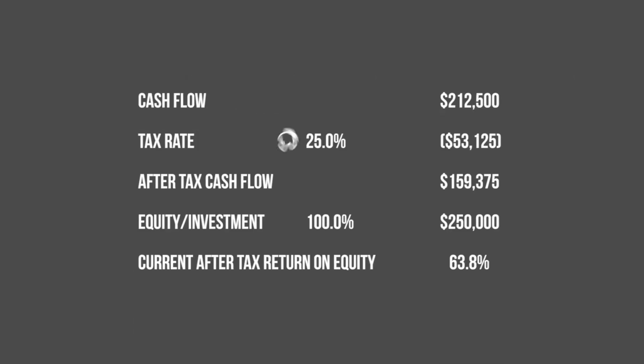In our model, we assumed a 25% effective tax rate, which lowers your free cash flow to $159,375 a year, or 63.8% after-tax return on equity. So, if you want to double the size of your company, you can roll or reinvest the $159,375, but you'll be short of the $250,000 you need to actually double the business.